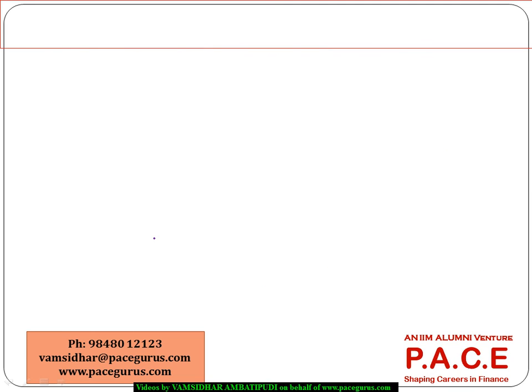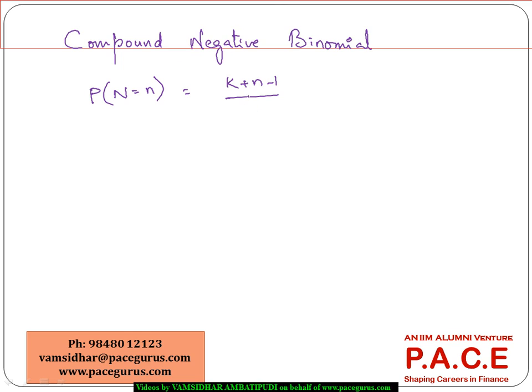Now the same logic I can very well follow if my n is following a negative binomial. In that case, my s is following a compound negative binomial kind of a distribution. We have to understand only the conceptual part behind it. Now, if n is following the negative binomial distribution, we know that the probability function is k plus n minus 1 cn p power k q power n. This is what is our negative binomial type 2 kind of a distribution.